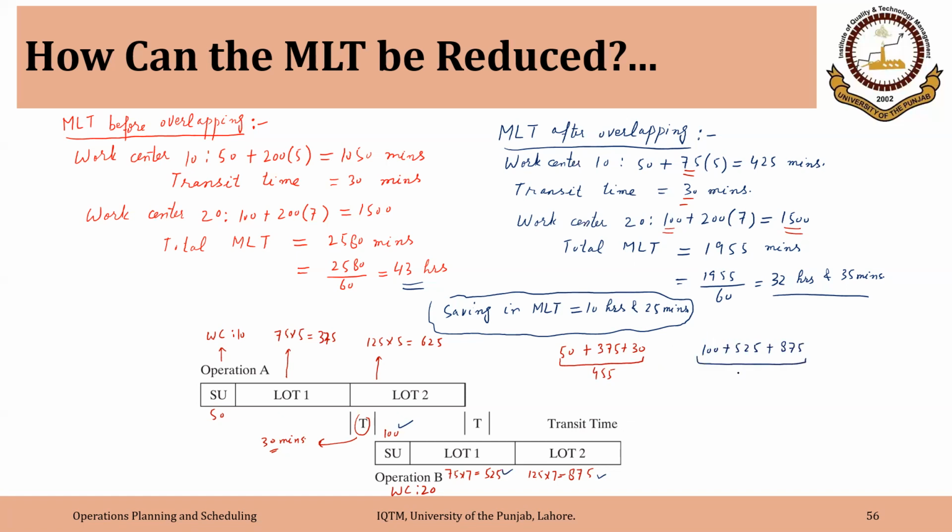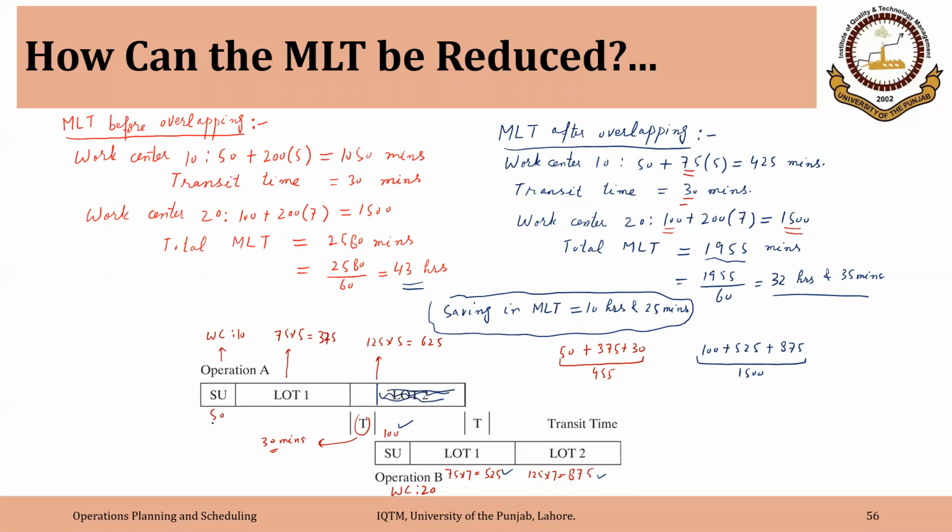So that total is 1500. So we add them together. So that will be 1955. So this time. Now these 1500 are actually overlapping with this much time that is required by lot 2.